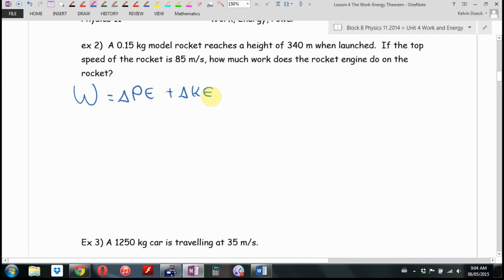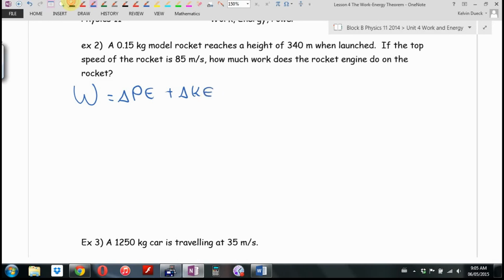Madison, in this question, is there a change in height? I'm going to phrase it differently, but I want the same answer. In this question, is there a change in potential energy? Yes. Kyle, in this question, is there a change in speed? In a rocket launch, does the speed change? Yes. Is there a change in kinetic energy? Yeah, so I can't cross any of these out. Okay, what's change in anything?